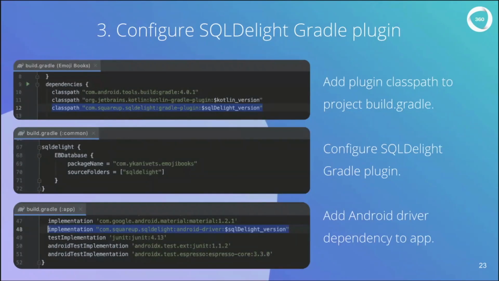To configure SQLDelight Gradle plugin, you first need to add its class path to your project's build Gradle. Then configure the plugin with the database name, package name, and source folder for the plugin to search for .sq files. Finally, you add the Android driver dependency to your app's build Gradle, so SQLDelight can communicate with Android database.